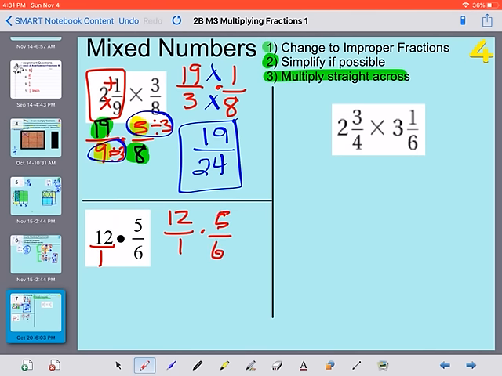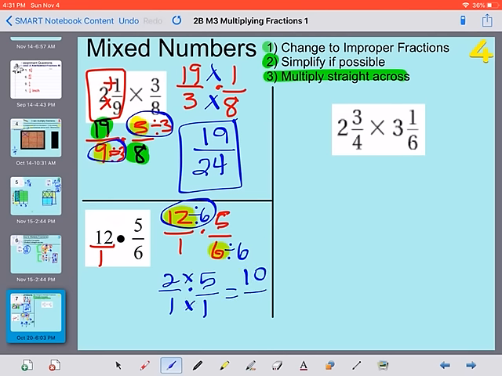So we can simplify a little bit here. Our 12 and 6 are both multiples of 6. So I'm going to divide by 6. 12 divided by 6 would be 2. So we have 2 over 1 times 5 over 6 divided by 6, which is just 1. So we have 2 times 5 is 10, straight across. 1 times 1 is 1. So we have 10 divided by 1, which is really just 10.